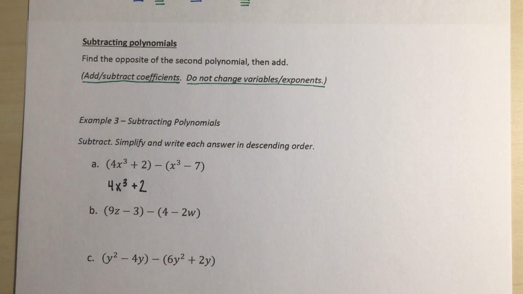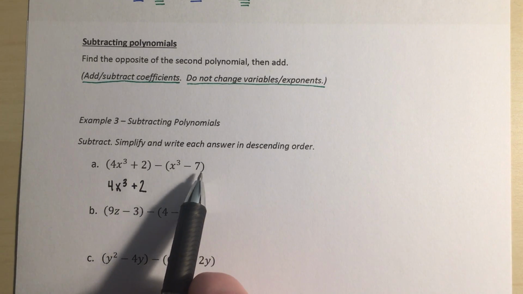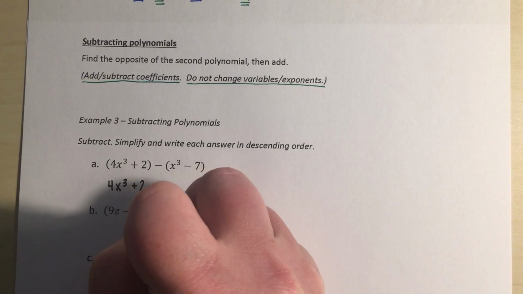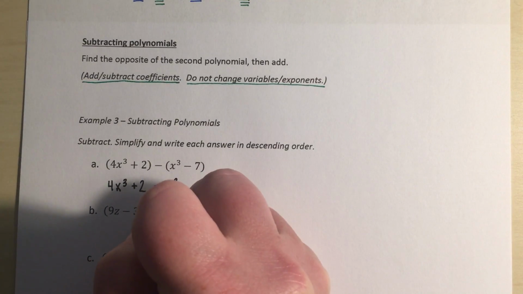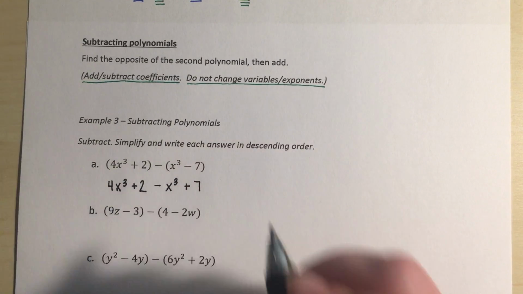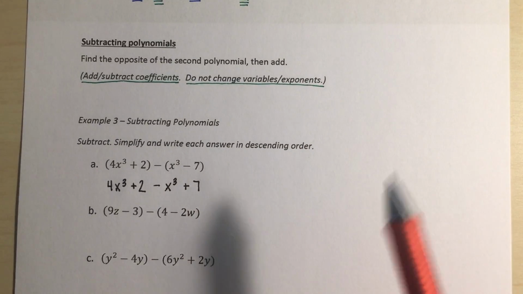Right, so we are going to have one extra step to this problem compared to the last one because we are going to have to do some rewriting. Right, what we're going to do is we're going to use this negative sign and distribute this negative sign to our other binomial here. So a negative 1 times a positive 1x cubed is going to give us a negative 1x cubed. Right, we're changing that sign. A negative 1 times a negative 7 is going to give us a positive 7. Right, so we found our opposite of our second polynomial. So that's step 1, right? And then add. Now we're going to combine our like terms.